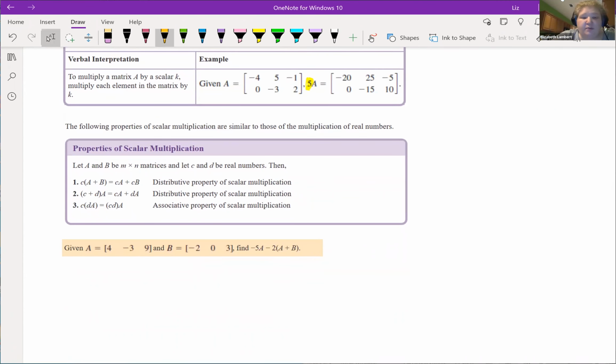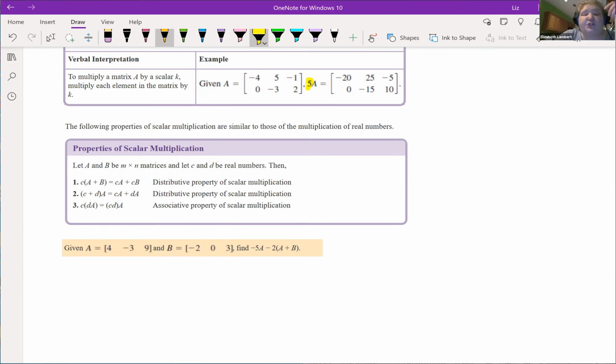Now, scalar multiplication follows our normal familiar multiplication rules of real numbers. I can distribute the scalars either to 2 matrices, or I can distribute 2 scalars to the same matrix, and I can reassociate. So with this idea of scalar multiplication, now what we can do is start mixing it up and getting all crazy with it.